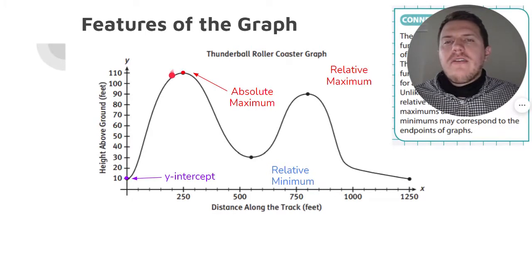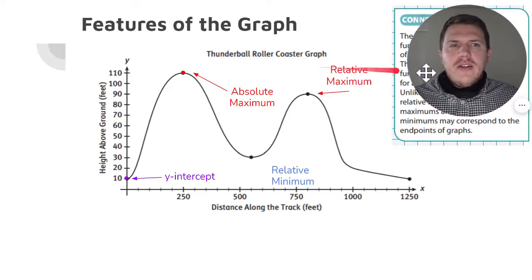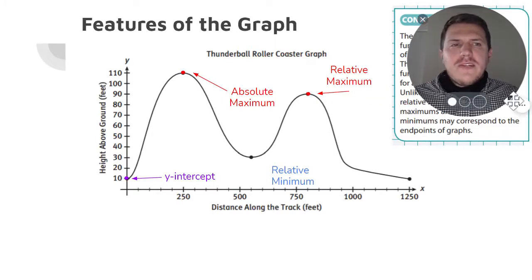And we want to look at it as what's the y value at this point. So the absolute maximum of the graph would be the value 110. Whereas the relative maximum is a high point, but it's not the highest point on the graph. So in this case, we would look at this as a value of probably about 90.